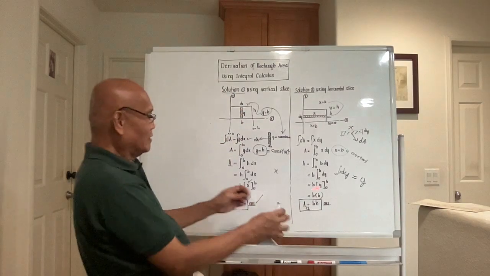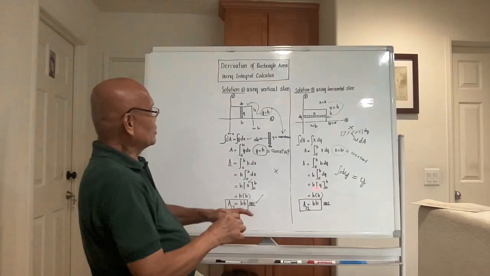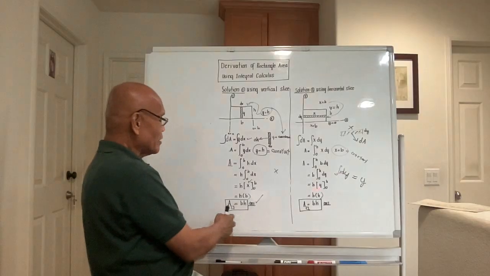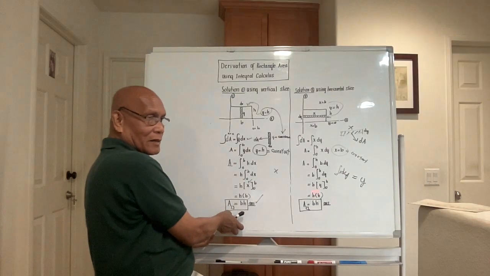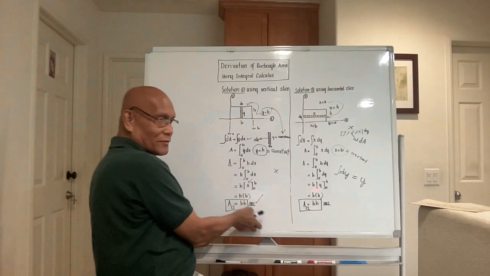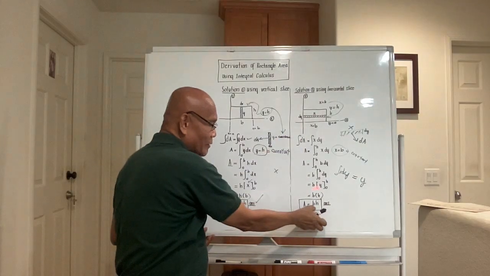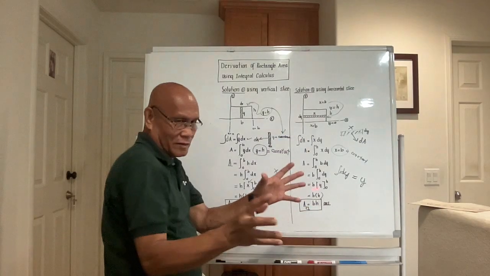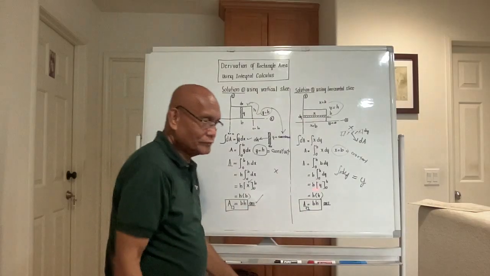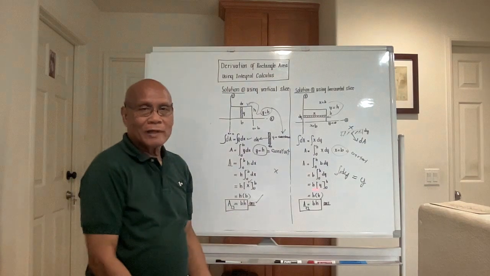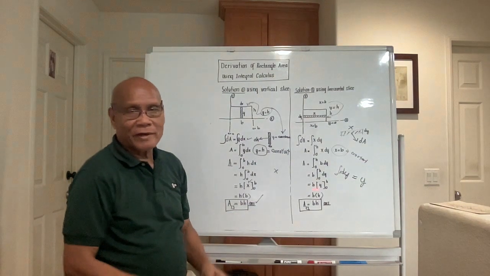As you can see, by using vertical and horizontal slice, the derived formulas are actually the same. Area for a rectangle by vertical slice is the product of base times side. Area of a rectangle by using horizontal slice is still the product of base times side. That's integral calculus.